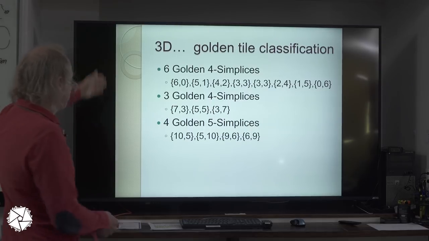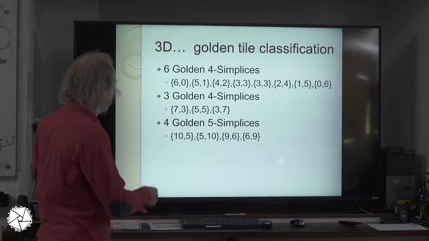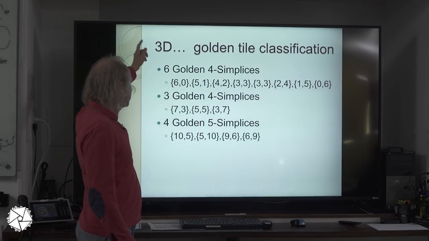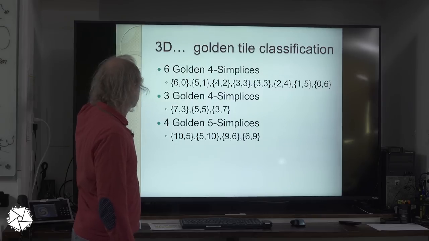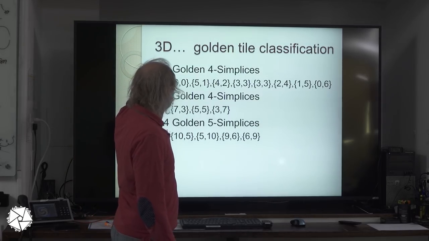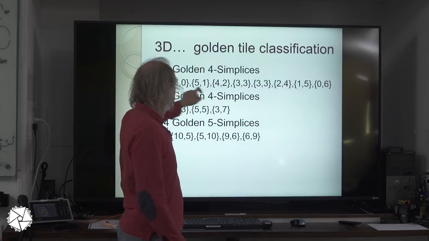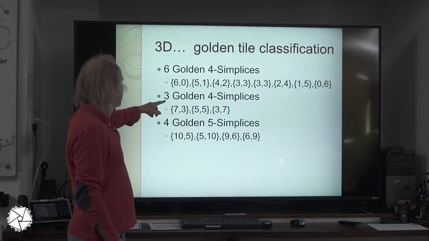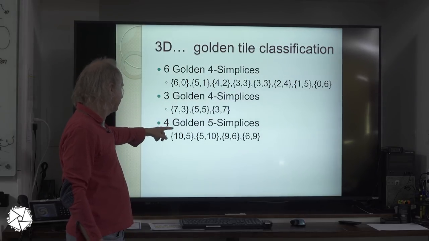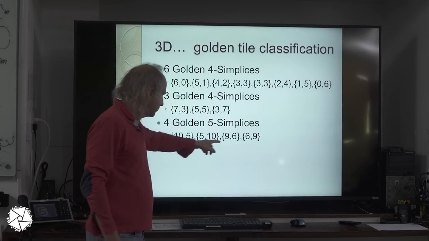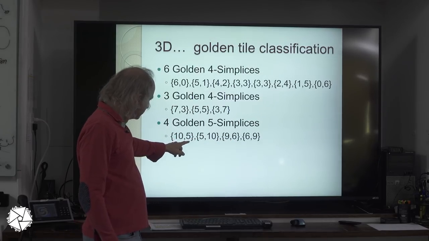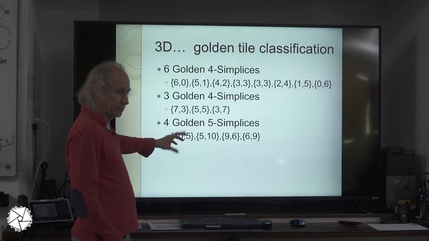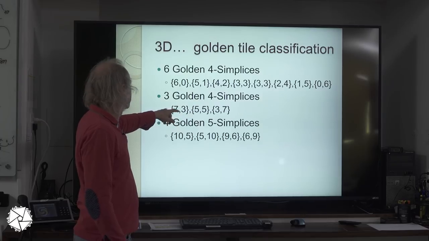So then, my conclusion for the classification of the possible golden tiles in 3D: I have six golden four simplices plus the two which are not really golden but that I included here, the regular ones, three different golden four simplices and four golden five simplices. And you see that naturally when I add the number of long and short, I get n(n+1)/2, the number of connections: 15, 10, 6.